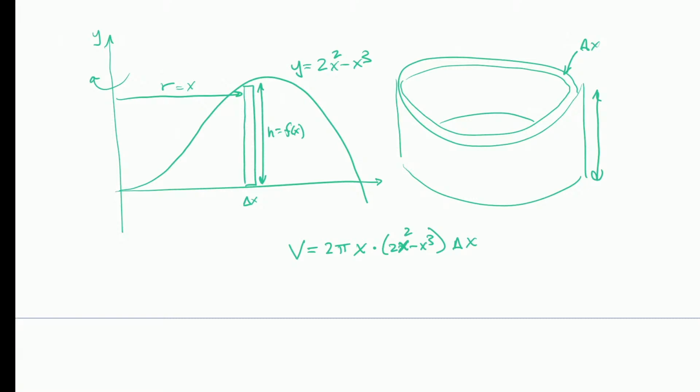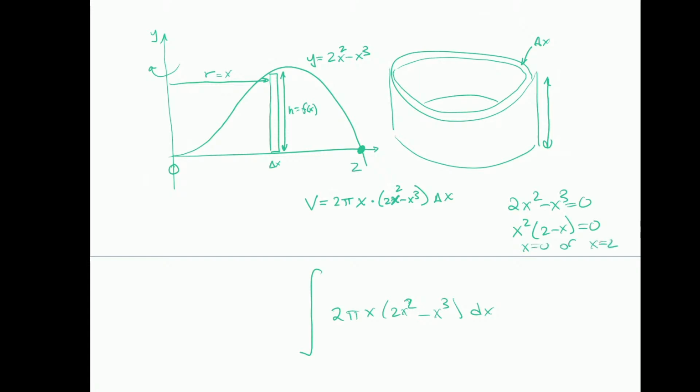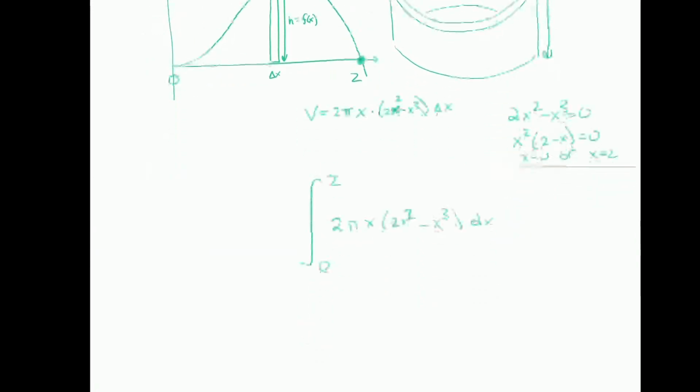But anyway, getting back to this, let's set this up. Now we're going to integrate this thing, 2 pi x times 2x squared minus x cubed dx. Oh, I need limits, don't I? I think it's clear that we're starting at x equals 0, but I need to know where we end. So let's set 2x squared minus x cubed equal to 0. You can factor x squared out of this, and x equals 0 or x equals 2. So that must be x equals 2. We get 0 to 2 of this thing.